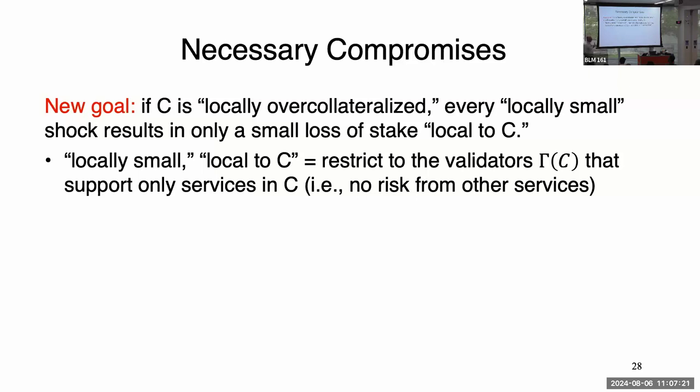What are we going to mean by at the end of the day, after all of the attacks have played out and the dust has settled? What are we going to mean that there was not much stake loss? We're going to mean not much stake owned by validators in gamma of C has been lost. So we're looking at the blow up just in the stake loss within these validators in gamma of C, the validators that are exclusive to the set capital C. I still owe you a definition of locally over-collateralized.